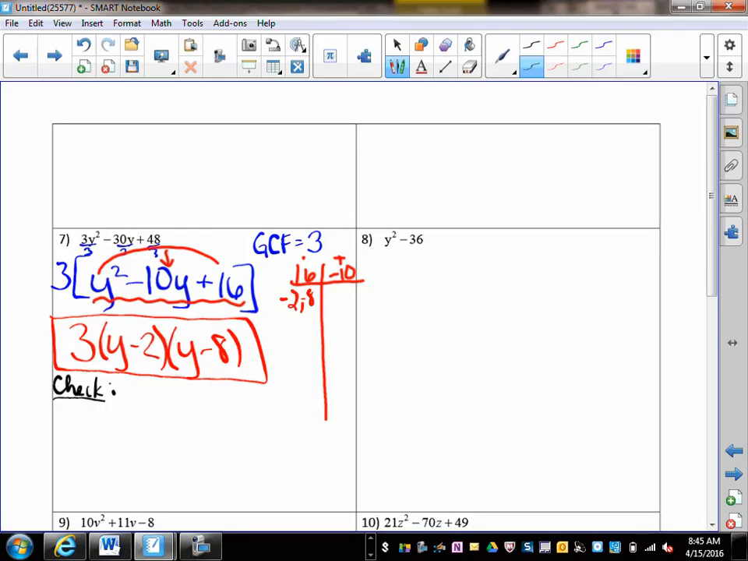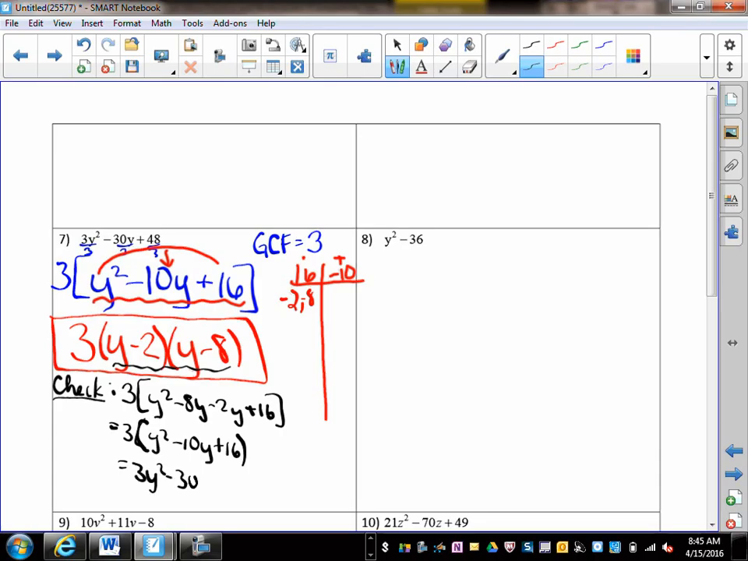Okay, Jason. I say we should multiply our parentheses together first. So leave your 3 hanging out in front. We get y squared minus 8y minus 2y plus 16. So we get y squared minus 10y plus 16. Looks like we're on the right track, right? Looks like it matches. 3y squared minus 30y plus 48. Does it match? Yep. So that's your answer. Questions so far? Okay, next one.